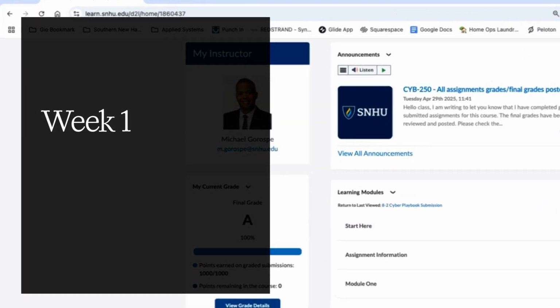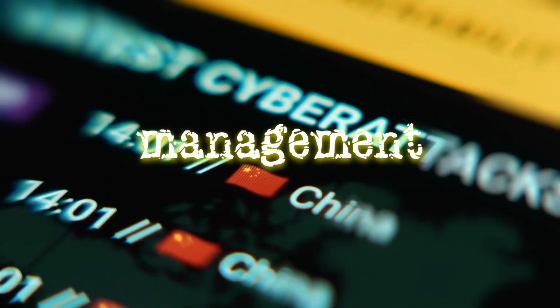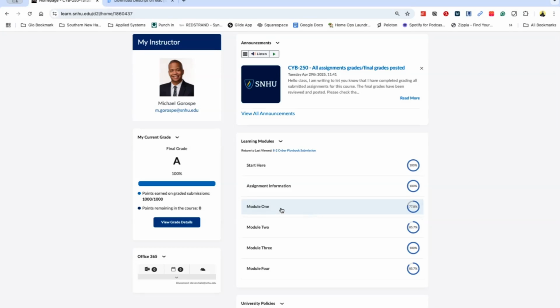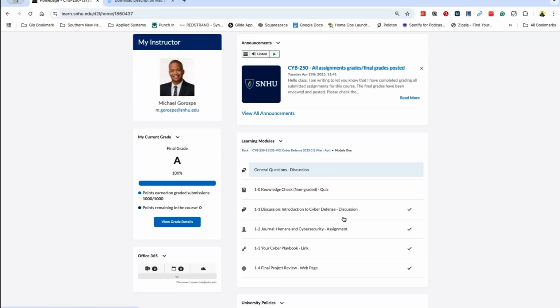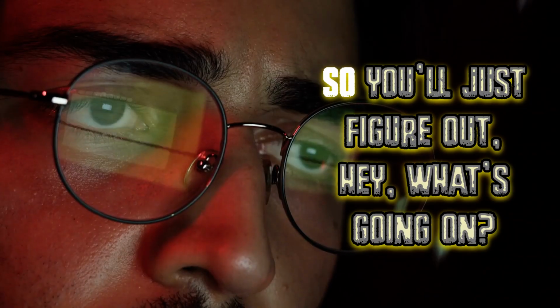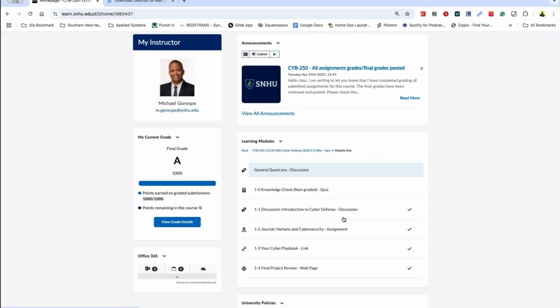Let's start with week 1. Week 1 is your intro to risk management terminology. It's pretty light, but it sets the foundation. In week 1, you'll have what's called a knowledge check, so you'll just figure out what's going on. Then you go through some discussion work. In most of the classes, you're going to have discussions, and then you'll usually have projects that are graded during that time.